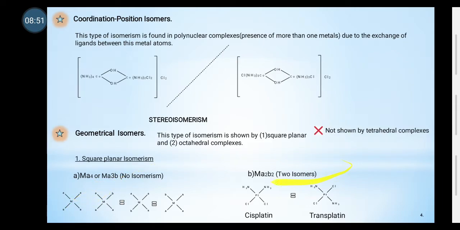And talking about Ma2b2, we have 2 isomers. We have cisplatin, which is used as an anti-cancer agent, while the other is detrimental to the body. So we will notice that cisplatin is an isomer of this. Here Cl is here, Cl is here, which is the cis. That's where the cis comes from. While Cl is here, and Cl is here, this is the trans. So this is the NH3. I am still under square planar isomerism.